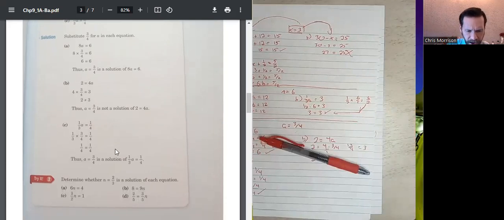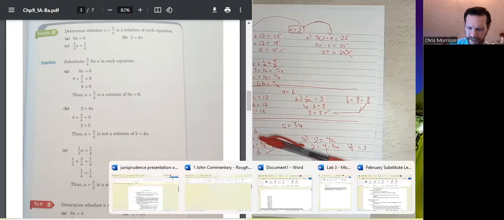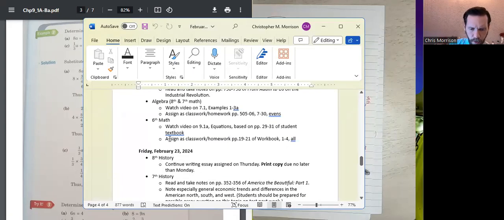So again, you have all these try-its that you can try on your own, but that's not going to be your homework. Maybe try those if you want. We're going to come back to them at the end and use that as review for your test. In the meantime, what I'd rather you do for your homework is in your workbook. You're going to be doing pages 19 and 21, number 1 through 4, and do all of those.